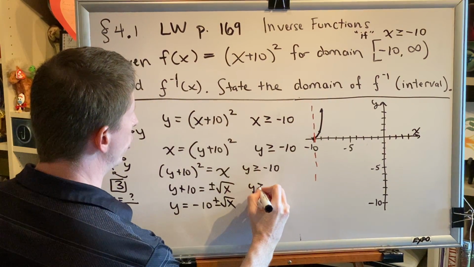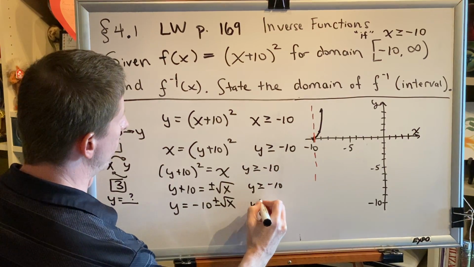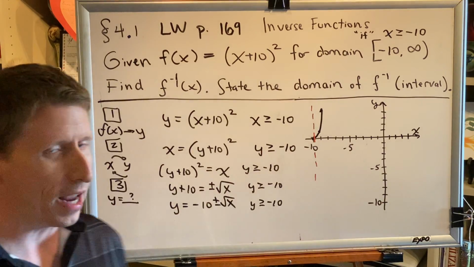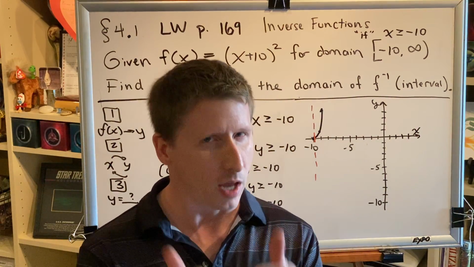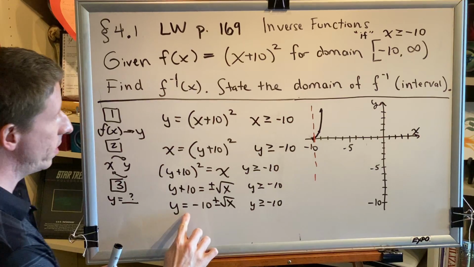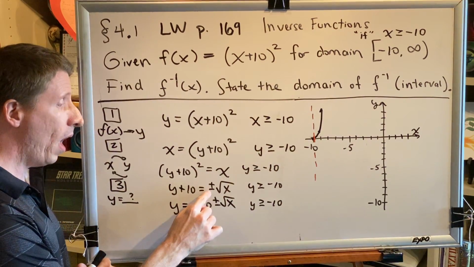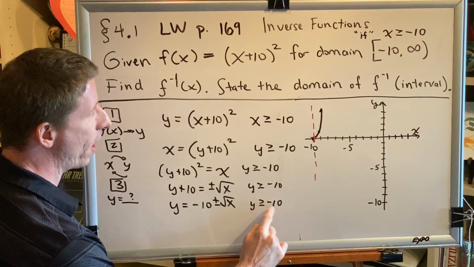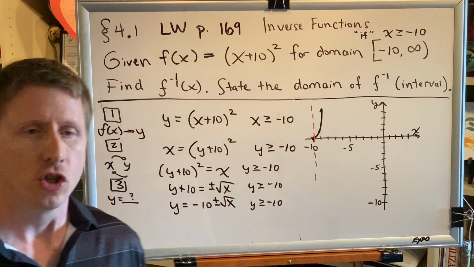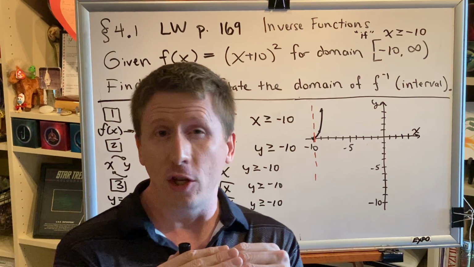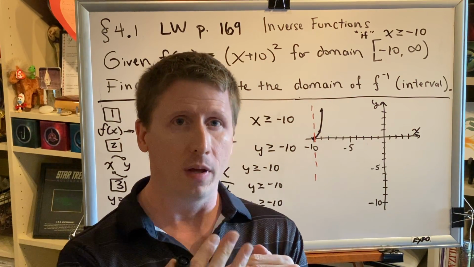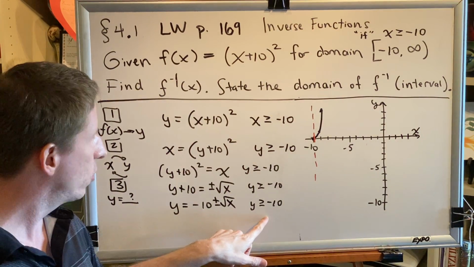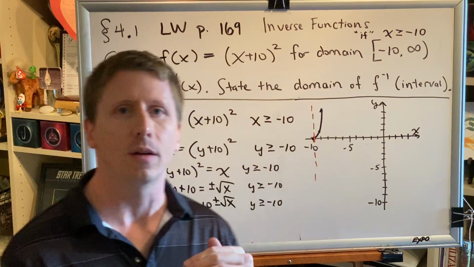We still have our domain, our range restriction. Y is greater than or equal to negative 10. Okay, now this next part requires a little bit of thought, so stay with me. Y is equal to negative 10 plus or minus something. But we know that y has to be greater than or equal to negative 10. So let's say you're at negative 10 and you add something. Well, then you're going to go up and you're going to be greater than negative 10. That's okay based on this range restriction. Y has to be greater than or equal to negative 10.